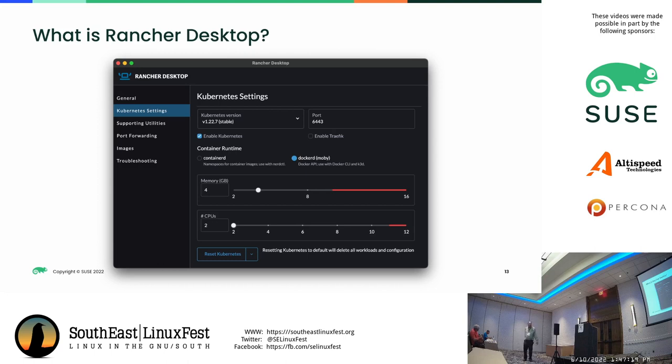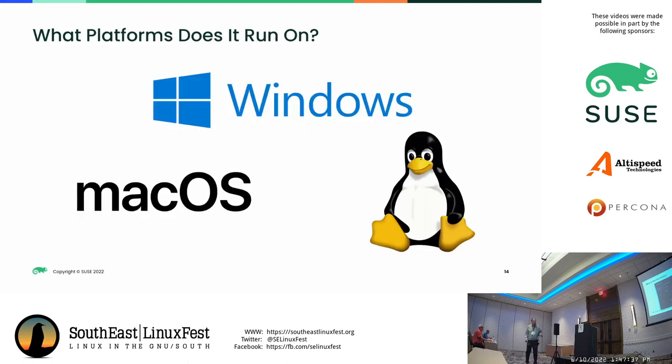But Rancher Desktop is a completely open source Kubernetes experience for the desktop, and it's GUI based. It has ties into the GUI, and it has ties back into command line as well. So you can work in really either environment. And if the demo gods are with us, we'll take a look at both of them.